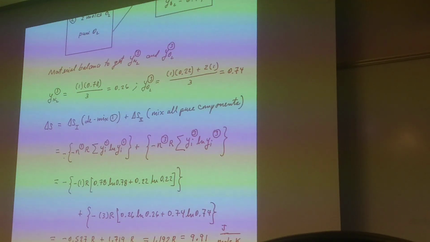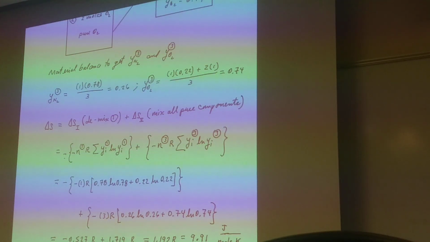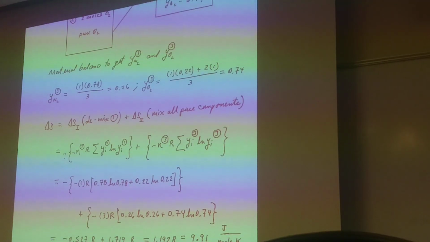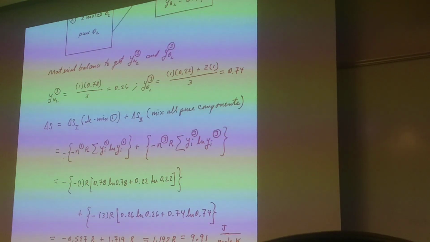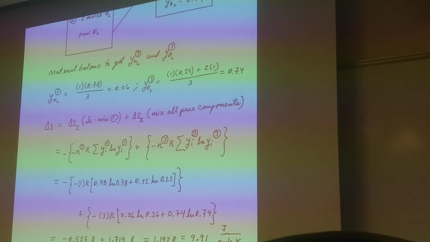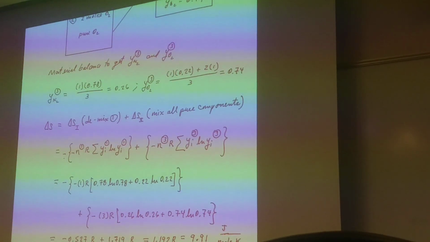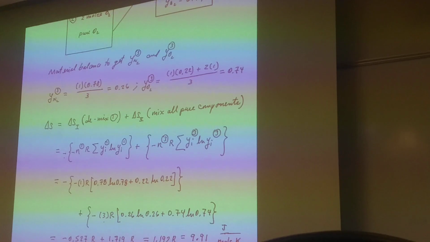And then the second step is to mix all of the pure components that I have. That's going to be minus whatever number of moles I have in that final mixture, so N3 times R times that same expression. And if I stick in the numbers here, this will be minus, then I have 1 mole of the air times R, and then 0.78 log 0.78 plus 0.22 log 0.22. And then for the second step where I'm mixing all of the pure components finally into the mixture, I've got 3 moles of that, so that goes here.